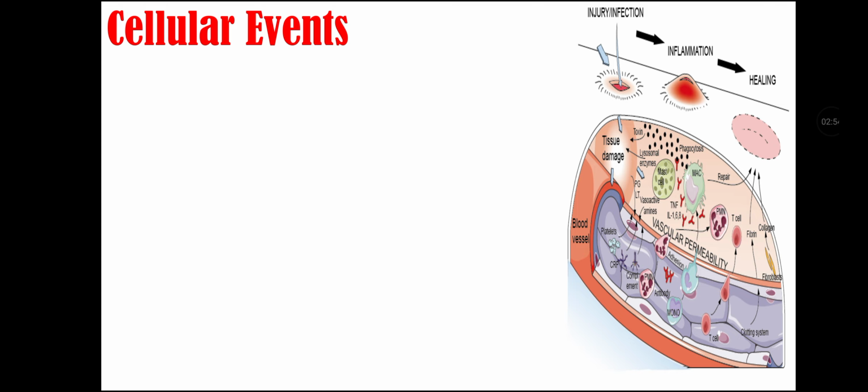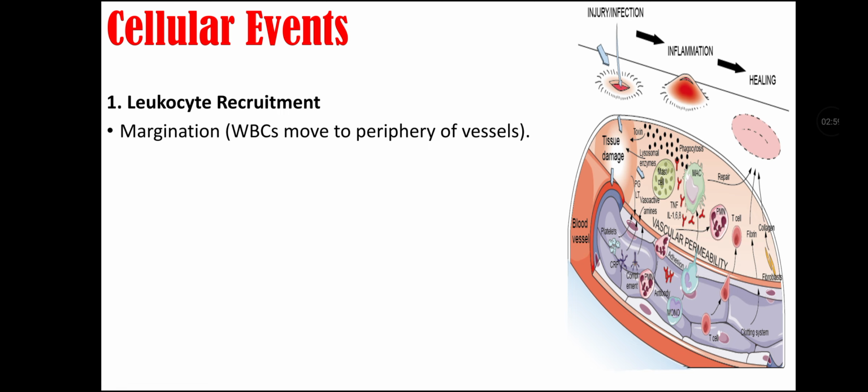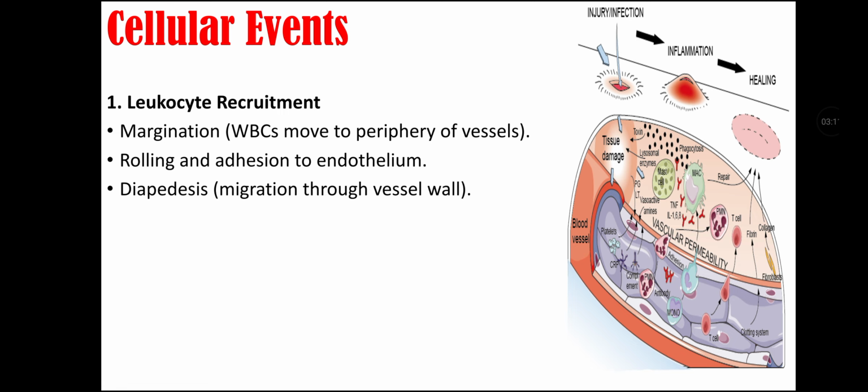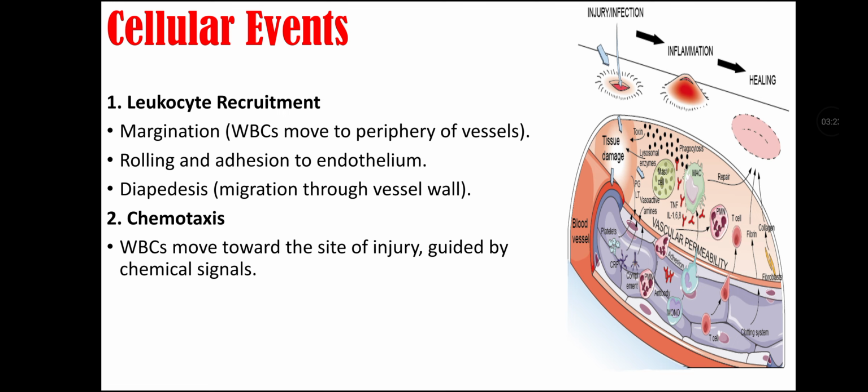Now let's talk about cellular events that occur during acute inflammation. First is leukocyte recruitment. As there is margination of leukocytes or WBCs or white blood cells move to the periphery of vessels. Then they start rolling and adhesion to the endothelium occurs. Then there is diapedesis of leukocytes, that is migration of leukocytes through the vessel wall. Second cellular event that occurs during acute inflammation is chemotaxis. That is when the white blood cells move towards the site of injury guided by chemical signals.